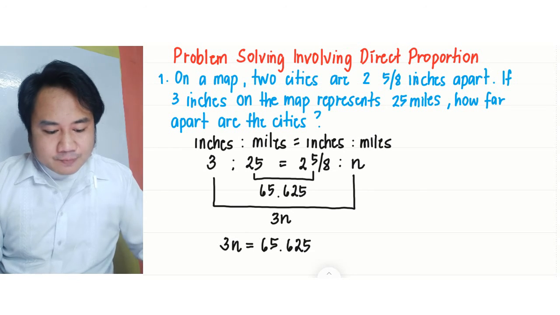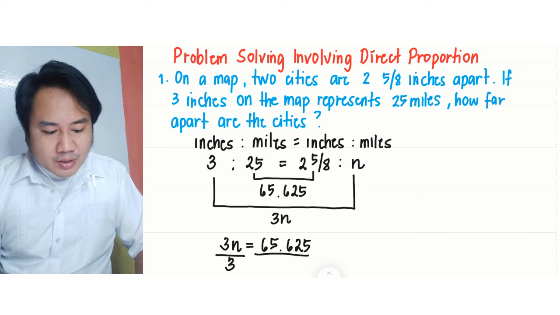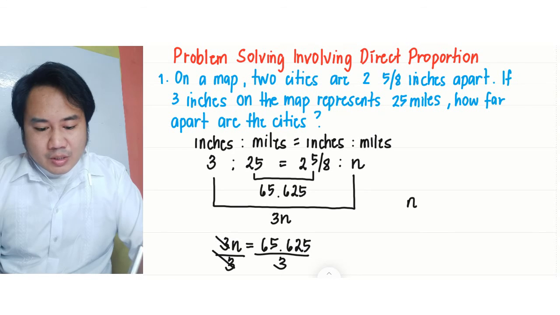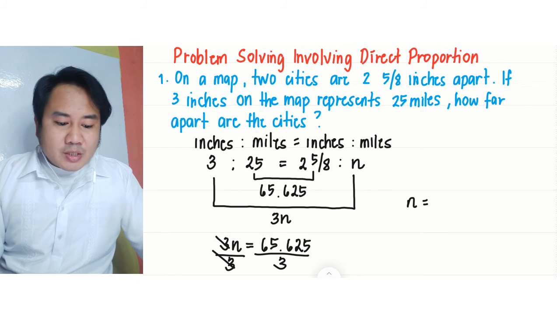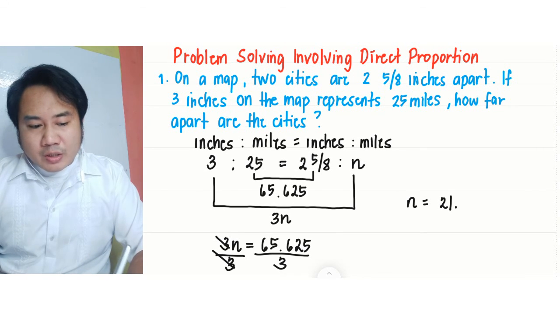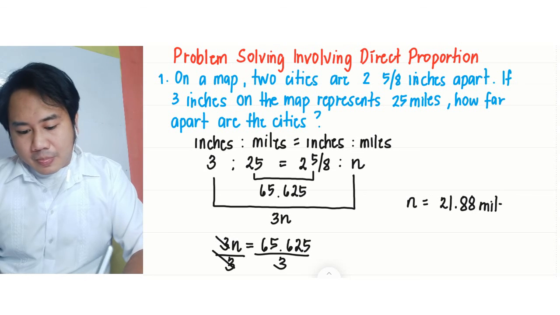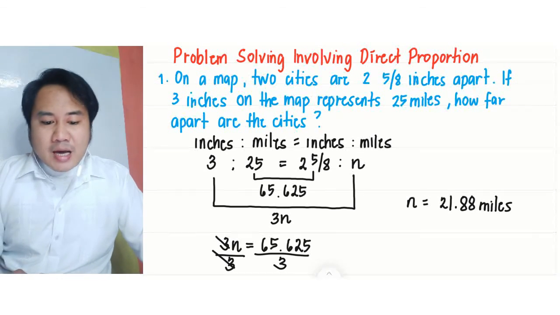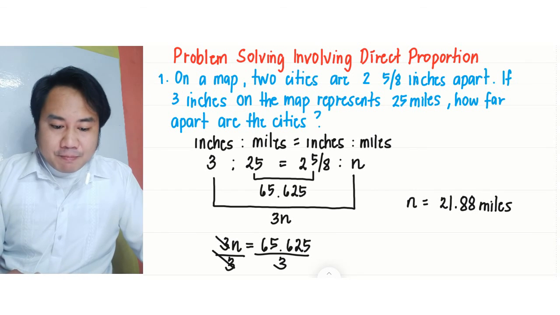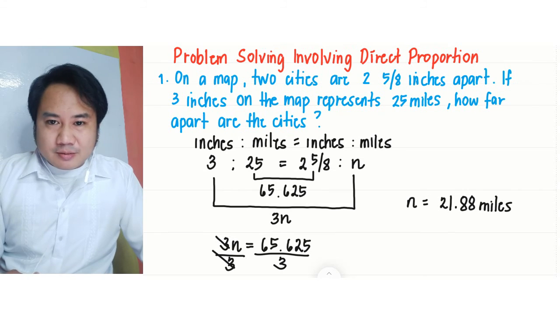65.625. To solve for n, we are going to divide both sides by 3 to cancel 3, leaving us with n equals 65.625 divided by 3, which is equal to 21.88 miles. This is the actual distance of two cities represented on the map, that is 2 and 5/8 inches apart.